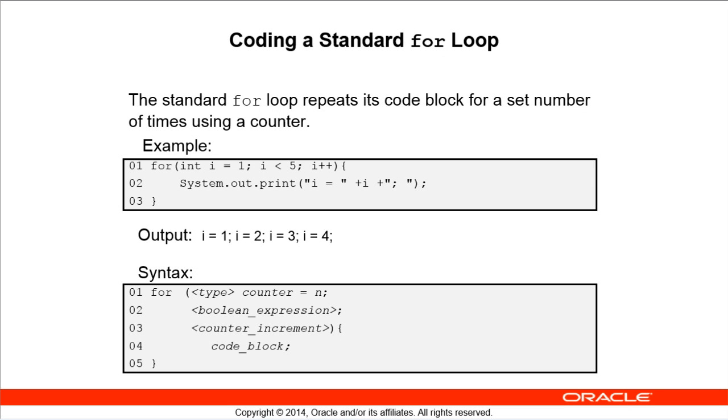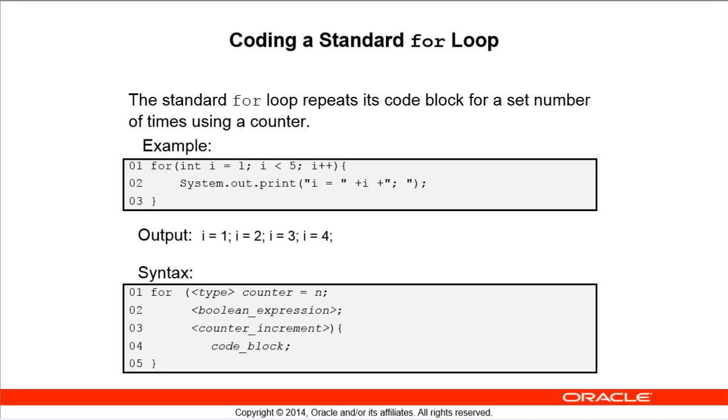The three essential elements of a standard for loop are the counter, the Boolean expression, and the increment. All of these are expressed inside the parentheses following the keyword for, as seen on line 1 of the example. First, a counter is declared and initialized as the first parameter of the for loop, int I equals 1. A Boolean expression is the second parameter and determines the number of loop iterations, I less than 5.